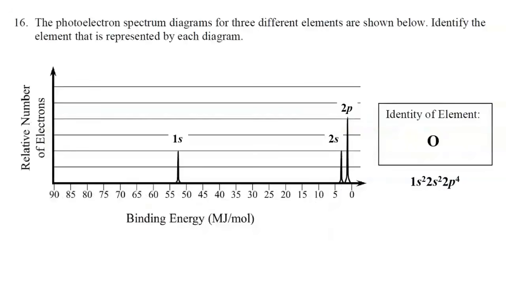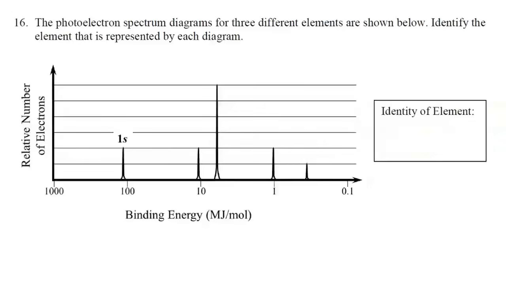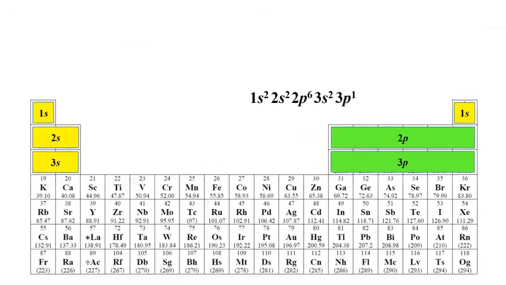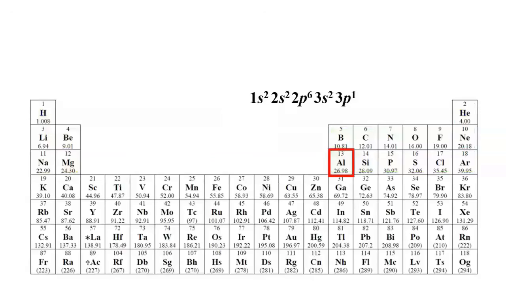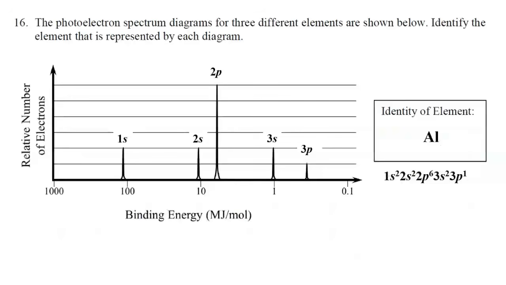All right, our next diagram, again, starting from left to right, 1s, 2s, 2p, 3s, 3p. Again, in order from highest to lowest binding energy. So 1s2, 2s2, 2p6, 3s2, and then that last one only goes up half as much as the 3s, so 3p1. What element is this that would end with 3p1? It's going to be right here. So 3p1 would be aluminum. 1s2, 2s2, 2p6, 3s2, 3p1, that is aluminum.